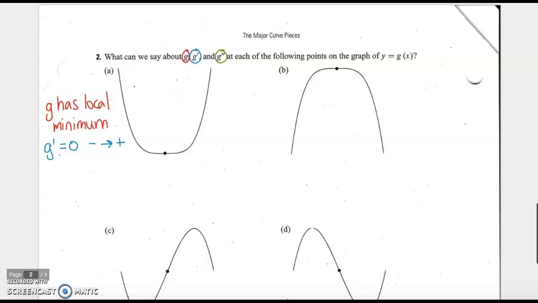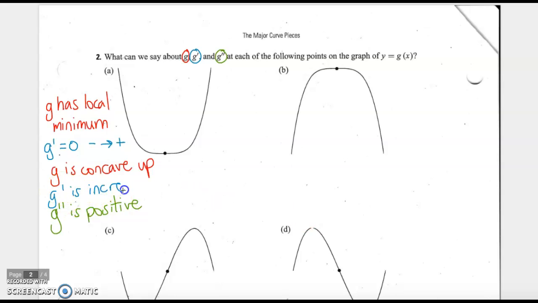One other thing I know about my graph at this point is that G is concave up, which means that my second derivative is positive, which means that my first derivative is increasing.